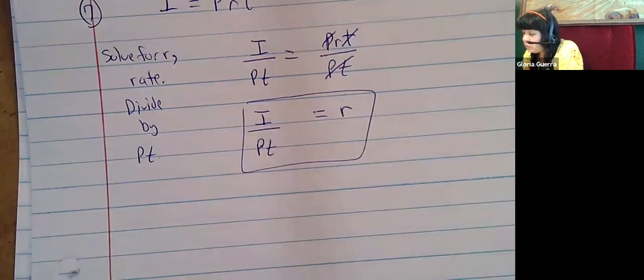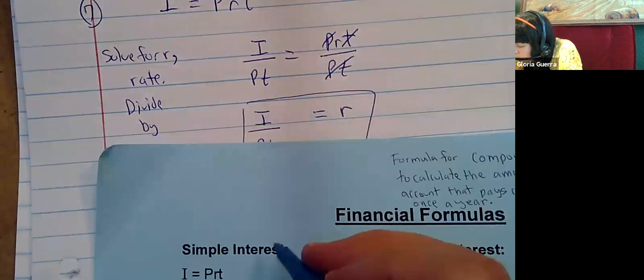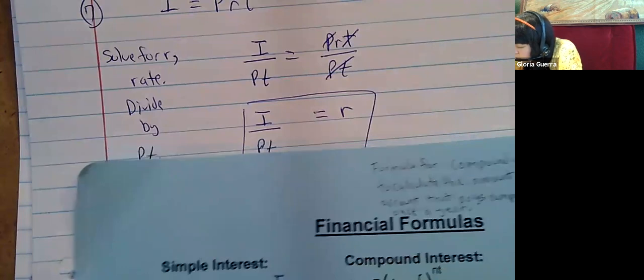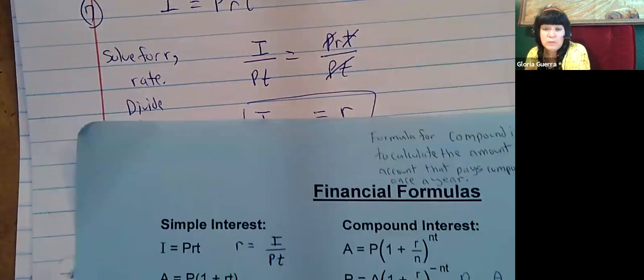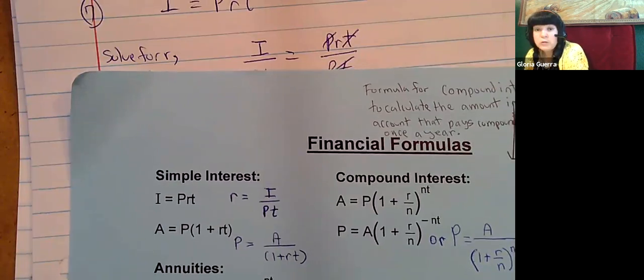That's what you need. So if you wanted to, on your formula sheet, you could put that here: R is equal to I over PT. I don't have a problem with that, because on your test you're going to have a problem like this where you're going to have to identify the rate from your simple interest problem. So R is equal to I divided by PT. And also, this is something you might want to put down too.